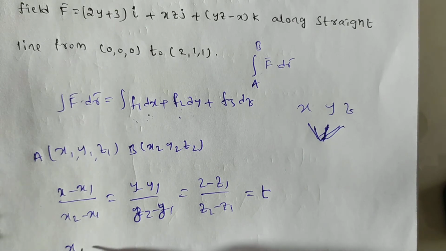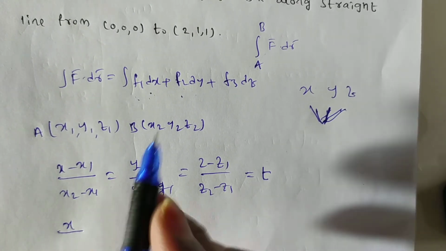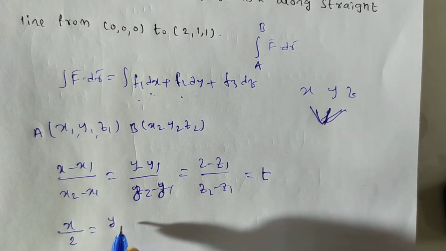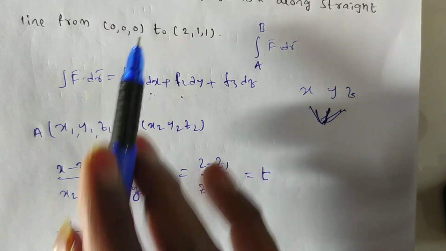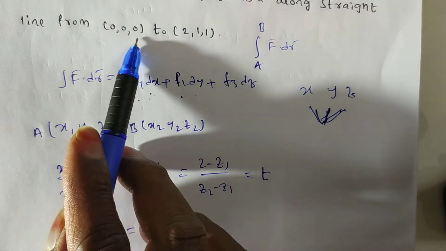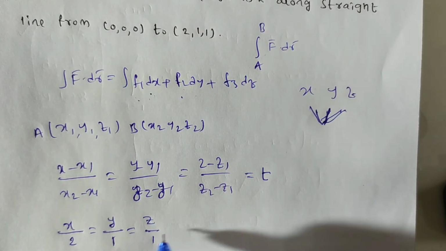Then x minus 0 is nothing but x only, right? Divided by x2 minus x1, 2 minus 0, which is 2, is equal to y minus 0, that is y, by y2 minus y1, so 1 minus 0 is nothing but 1, is equal to z minus 0, that is z minus z1, by z2 minus z1, which means 1 minus 0 is 1. This is equal to what?